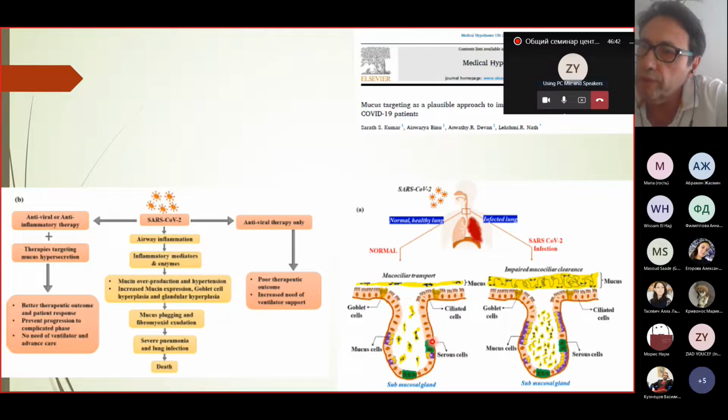What we should also know is that mucus is produced not only in the goblet cells shown here, but this part is called the submucosal gland, and mucus is also produced here. And if we look at the left, what is shown here: SARS-CoV-2, airway inflammation, inflammatory mediators, mucin overproduction, and so on. Look, mucus plugging, severe pneumonia and lung infection, death. This is what often happened during this epidemic.